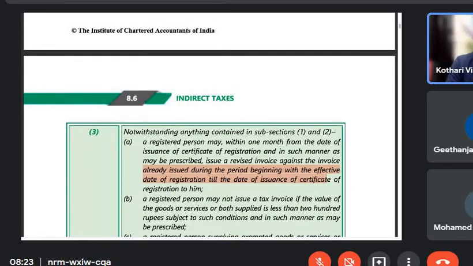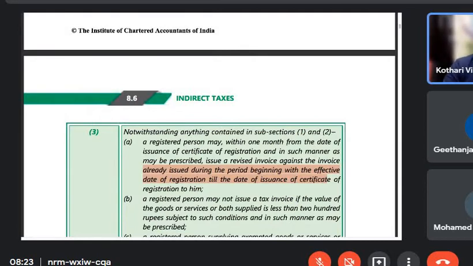Then becoming liable within 30 days. Now, if he applies for registration within 30 days, then what happens? Then the date on which he becomes liable for registration is the effective date of registration. If he applies for registration after 30 days, then the date on which the registration certificate is granted is the effective date of registration.